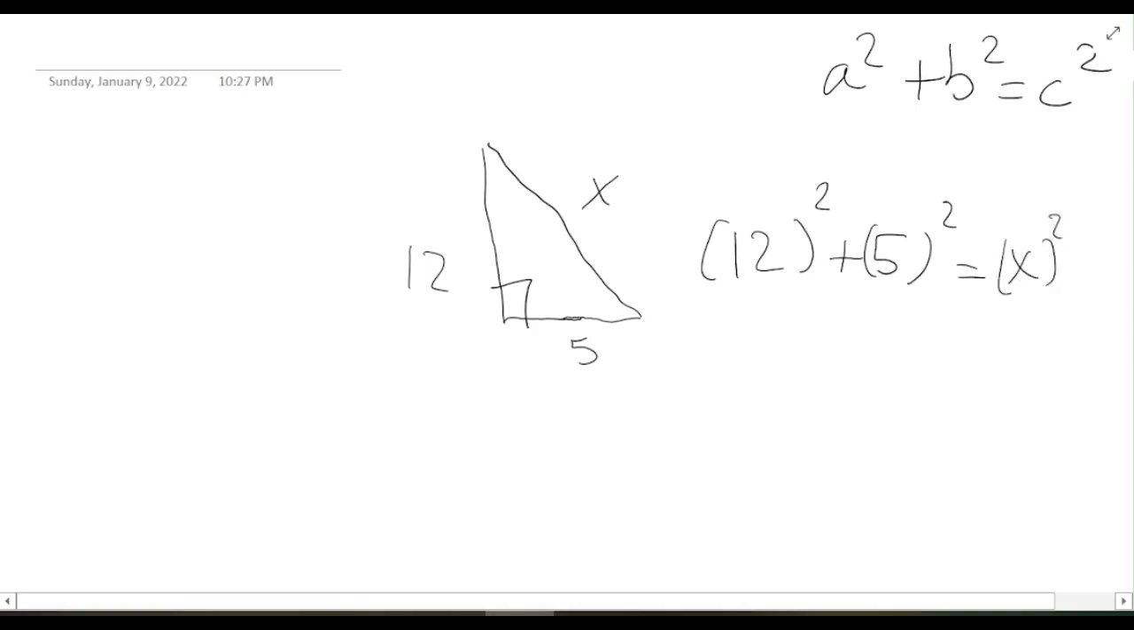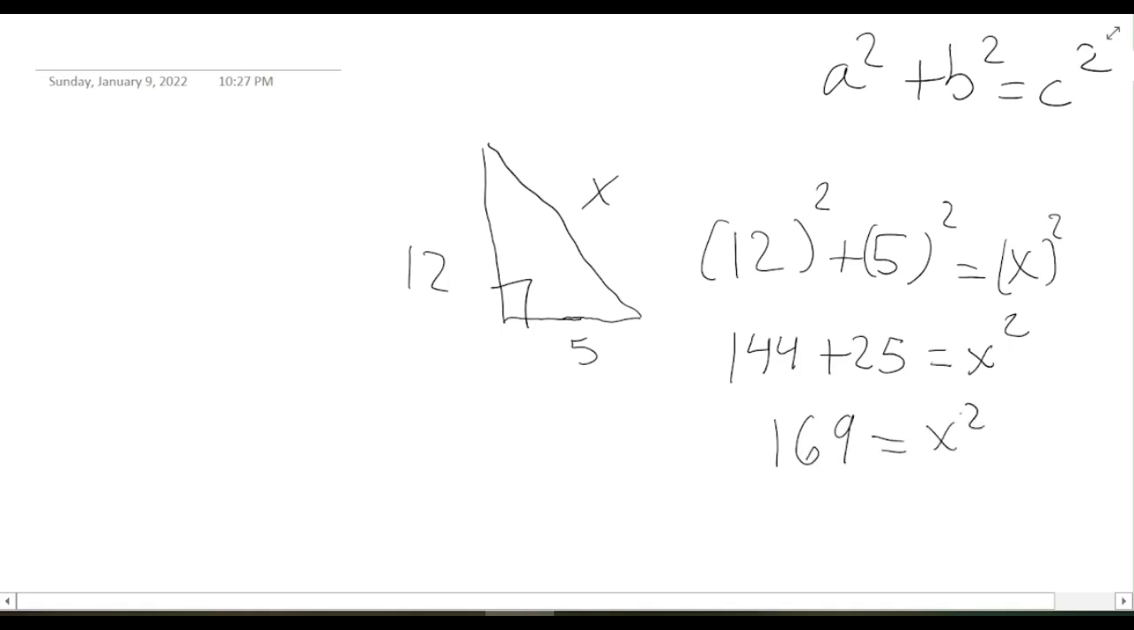Okay, so 12 times 12, so let's solve it, right? 12 to the second power, 12 times 12, is 144, and you can double check that with the calculator. And 5 squared, so 5 times 5, is 25. And we don't know what x squared is, so we'll just rewrite x squared. Great, so now all we gotta do is add up these two numbers. So 144 plus 25 is 169.